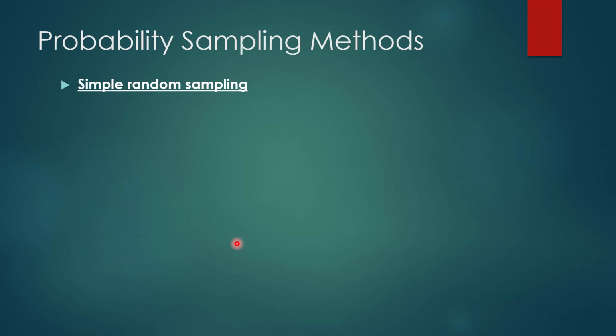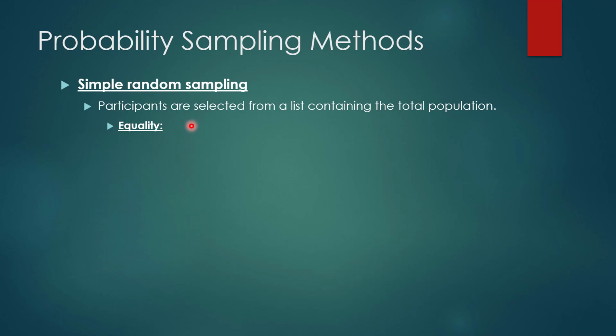So the first and probably the most common technique that students are already aware of perhaps is simple random sampling. Simple random sampling is when participants are selected from a list containing the total population, and there is equality to this. Equality means that basically each individual has an equal chance of being selected. And this is really important for random sampling or random selection. So each individual has an equal chance of selection.